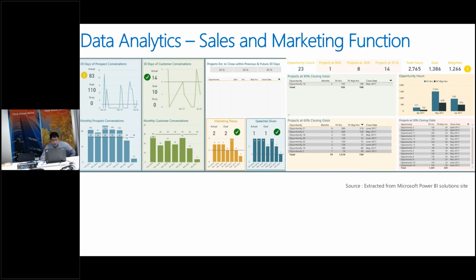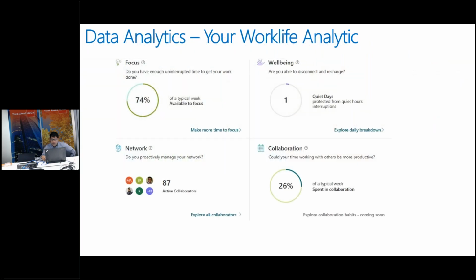In the sales and marketing function, all sorts of data is already available in the system, like how many prospects are converting into customers, the overall budget targets that have been set and what their achievement is, and the opportunities that we are working on at any given point. All this data can be shown.